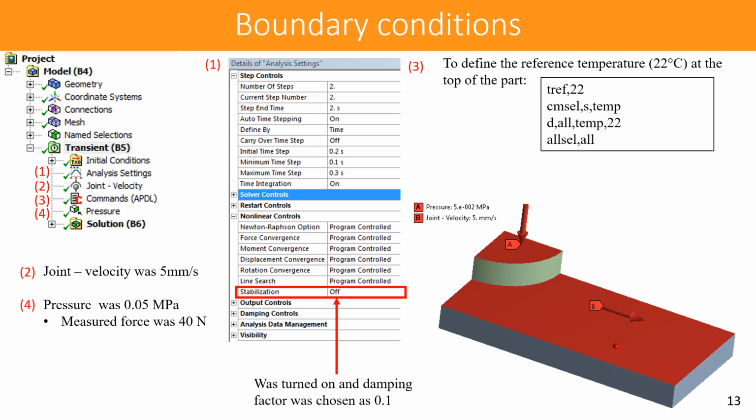I did a quick experiment on my test setup on the embedding process setup, where we usually use the 40 Newton load from the horn. That means 40 Newton, in terms of pressure, is going to be 0.05 megapascal. And also I have to define the reference temperature or the thermal condition of this entire system, right? So the reference temperature is 22 degrees Celsius, and then I had to mention that one in the command window of this transient setup.